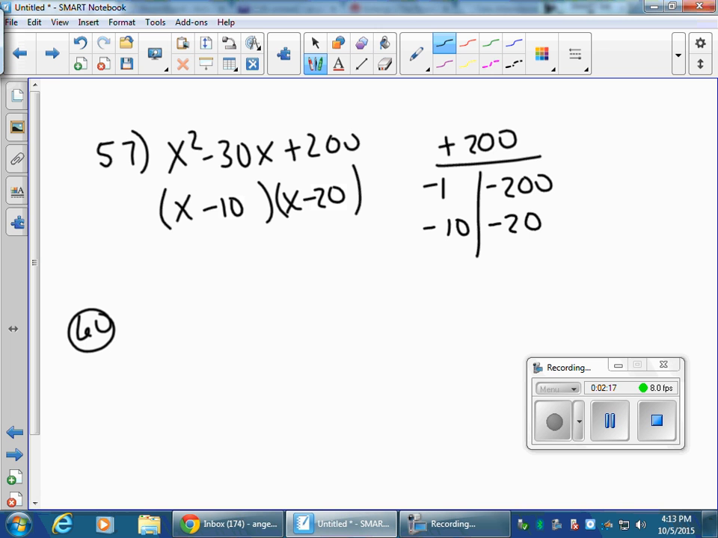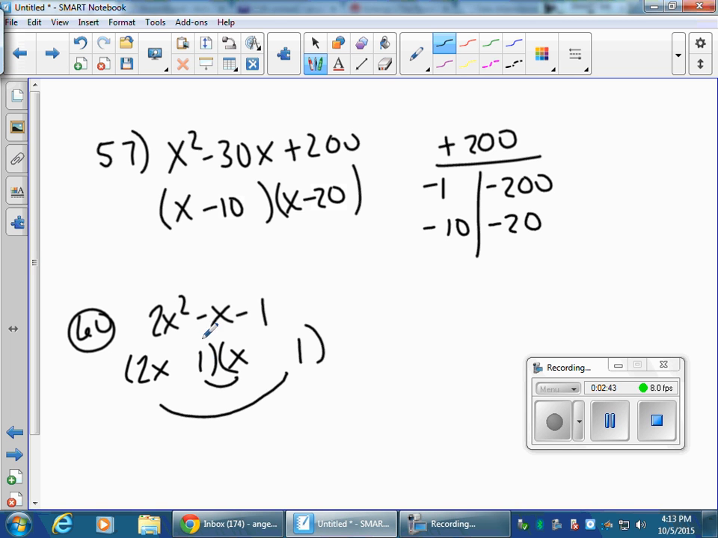Number 60. 2x squared minus x minus 1. This is a little bit different. I can't just put x and x like I did. I have to have this 2x squared. So 2x squared is going to be 2x times x. That's how I get 2x squared. And then to get 1, it's going to be 1 and 1. But I need my outers and my inners to add up to a negative 1. So one of these has to be a plus and one of these has to be a minus.